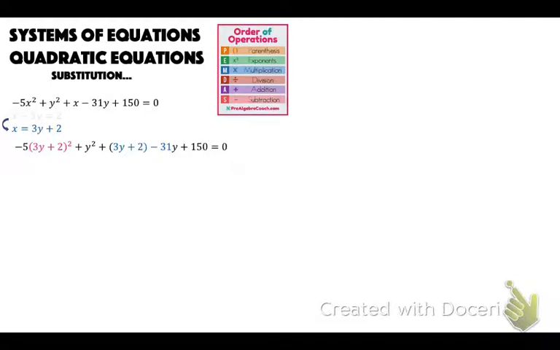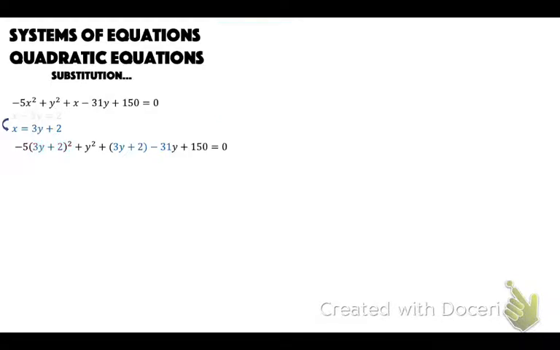Sorry, this right here should have been black. So we have negative 5 times 3y plus 2 squared plus y squared plus 3y plus 2, minus 31y plus 150 equals 0. I said minus 2, but it should have been plus 2.